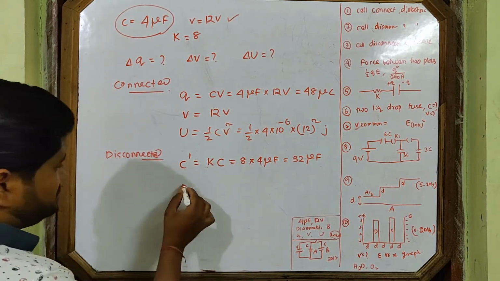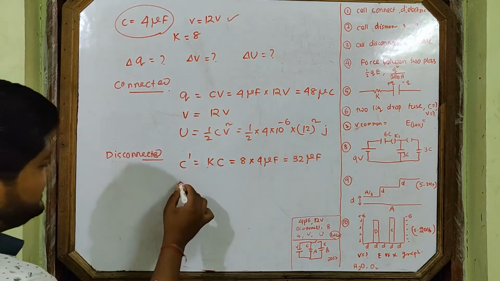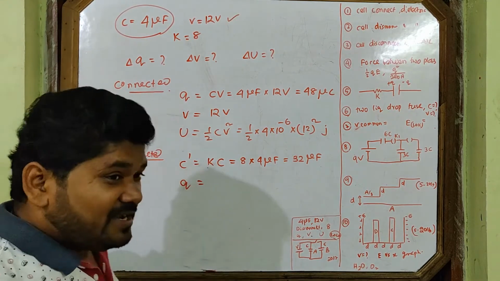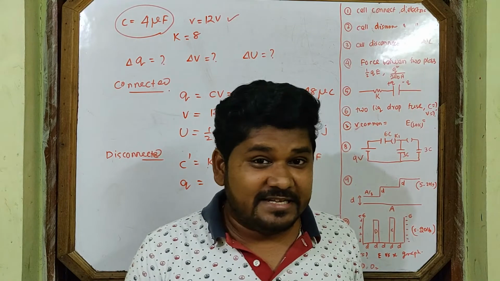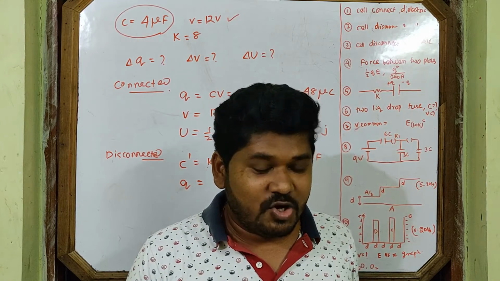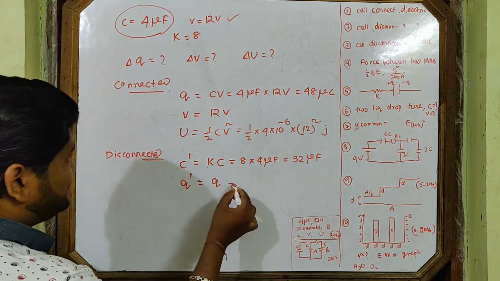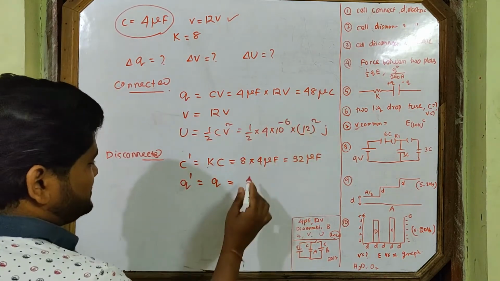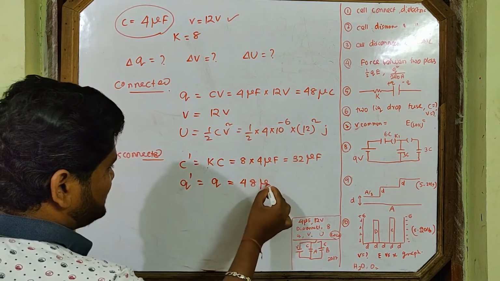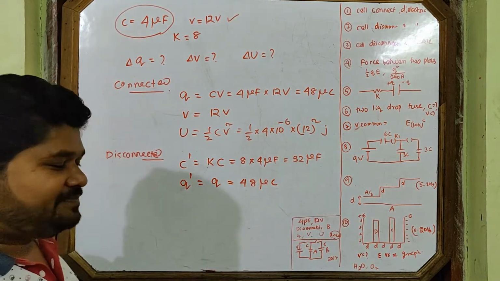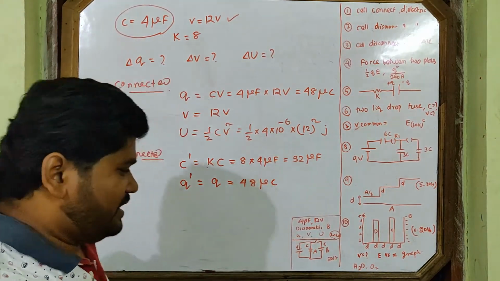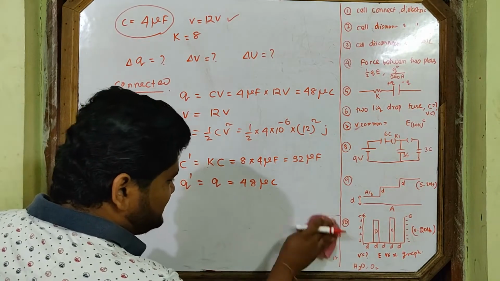Okay, what happens to charge? If disconnected, then charge remains constant. So Q dash is equal to Q. What was the charge from the starting? 48. Charge remains 48. Understand? Okay. But what changes?